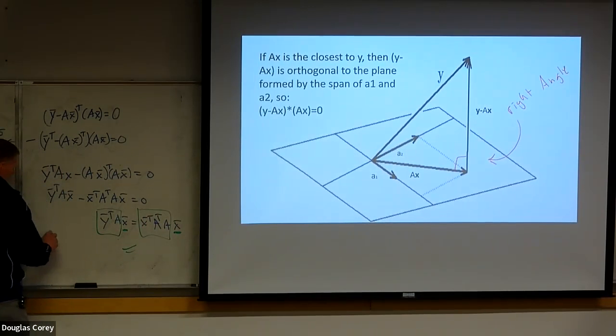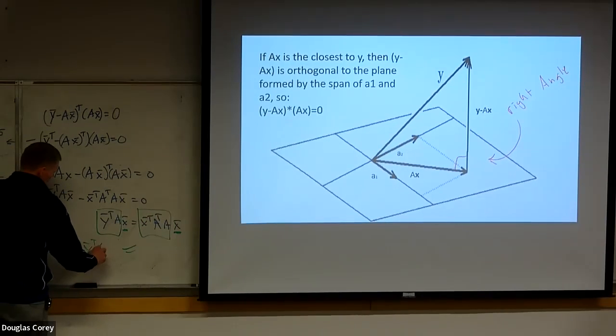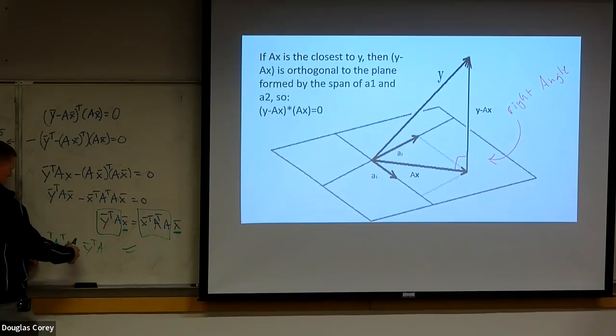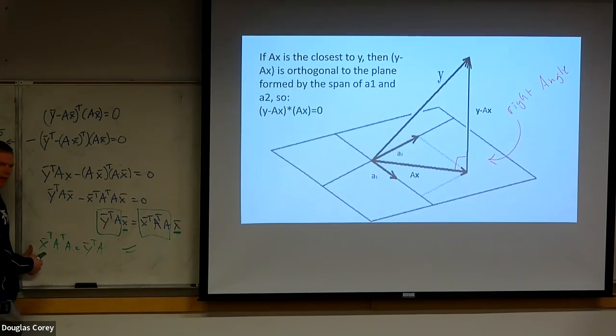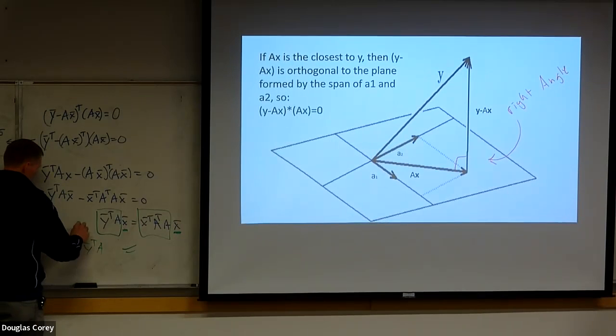Redistributed: x bar transpose A equals y bar transpose A. And what can I do here? I want to get x by itself, right? That's what I'm trying to find. The values in this x are going to tell me how much of each of the columns I weight. That's going to be my coefficient of each of my columns. So I'd like to get rid of this. How am I going to do that?